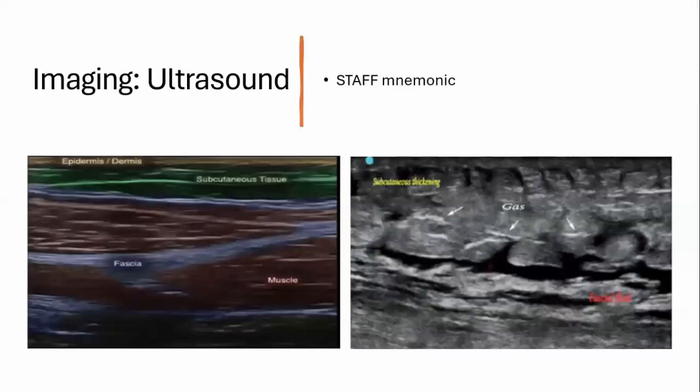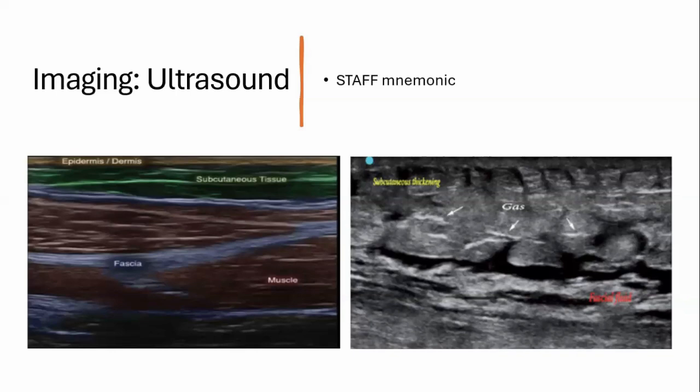In terms of ultrasound, because we love focus in the unit, you can use, and this is generalizable to all soft tissue disease, the STAFF mnemonic. So the ST stands for subcutaneous thickening. You can see there where my cursor is. That's near field. So subcutaneous thickening.